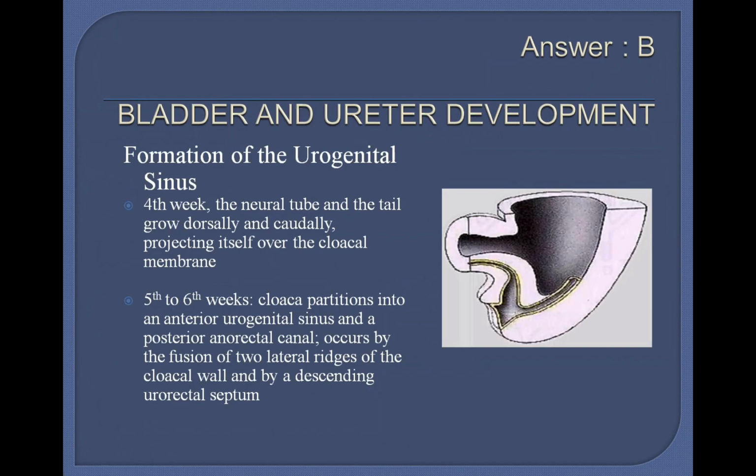So, briefly about bladder and ureter development. Around the 4th week, the neural tube and the tail grow dorsally and caudally, which projects itself over the cloacal membrane. Around the 5th to 6th weeks, this cloaca will partition into an anterior urogenital sinus and a posterior anorectal canal. This partition occurs when there is fusion of two lateral ridges of the cloacal wall and by a descending urorectal septum.